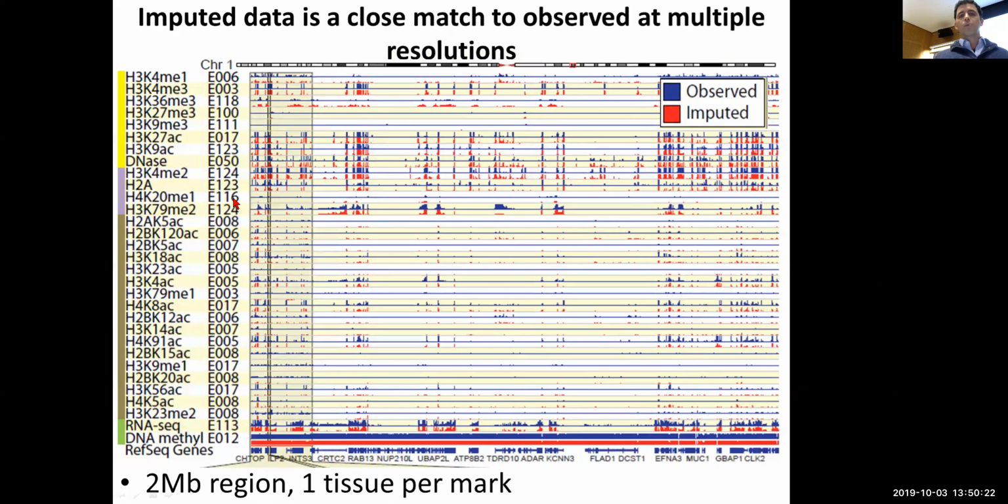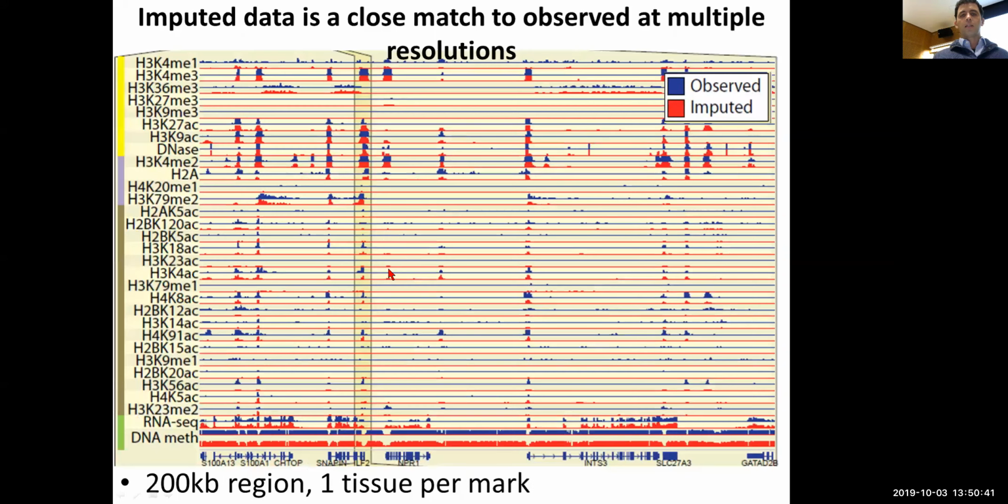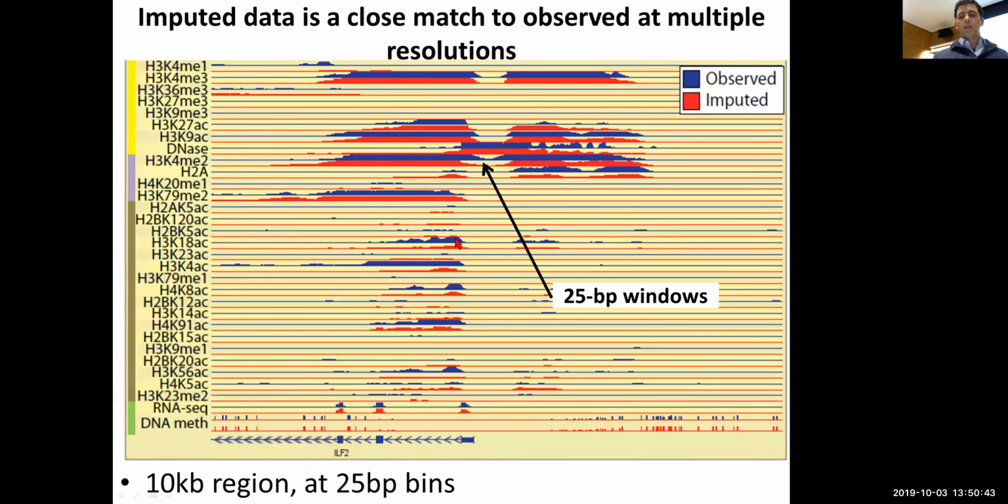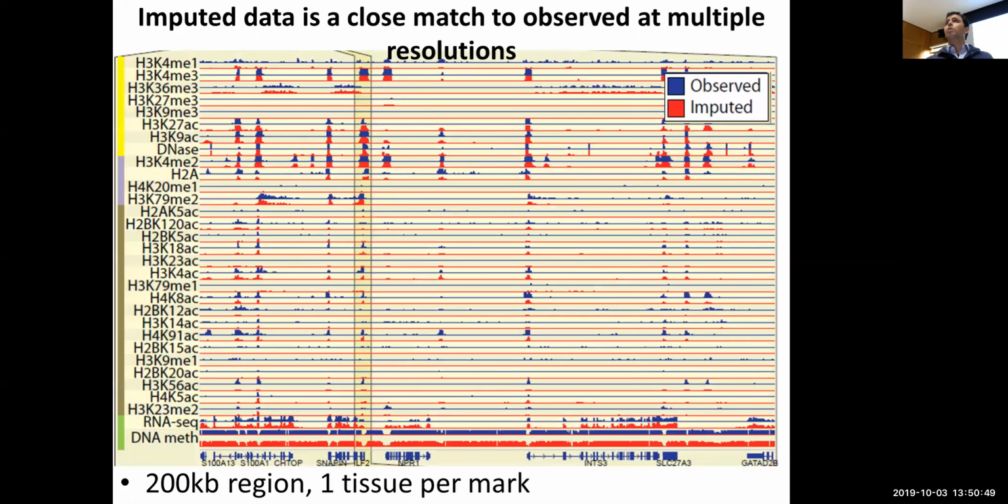And as I zoom out, we can capture the large-scale activity patterns of each mark across many different cell types. So here I'm showing you a random set of epigenomes, capturing all of the different marks that I'm trying to impute. You can see here at increasing resolution, so I can zoom in here and I get that, and I can zoom in here and I get that. And that basically means that I can capture observed data extremely well. Okay? Who gets it? Great.